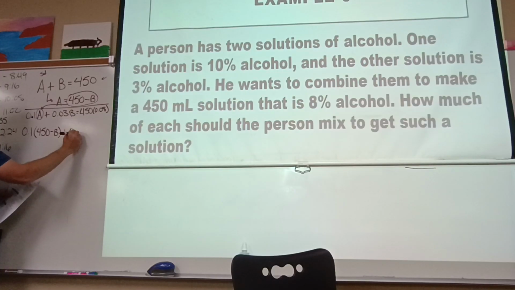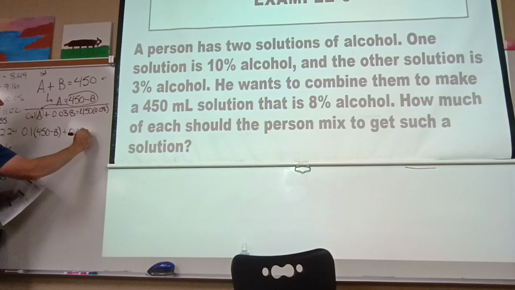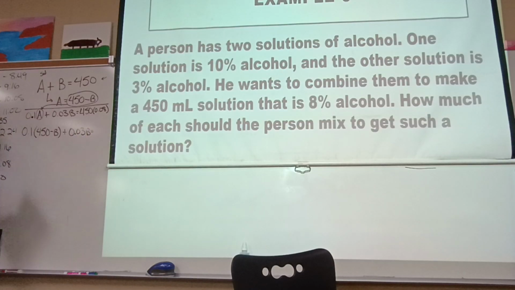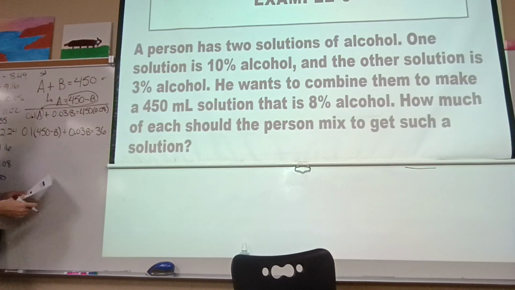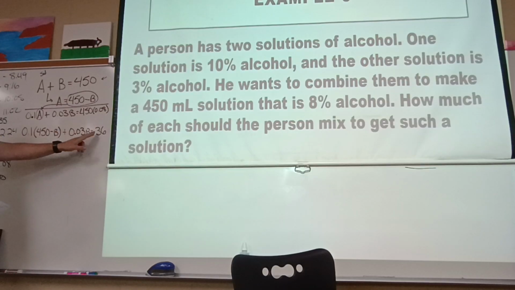Could I have done that the other way around? Could I always subtract A over and do it that way? Yeah, it doesn't matter. But I like to pick one way and just do it that way every time. That equals 36. Fun fact, that actually means 36 milliliters of that solution will be pure alcohol. That's how you calculate what the mixture is. All right. You guys love science.